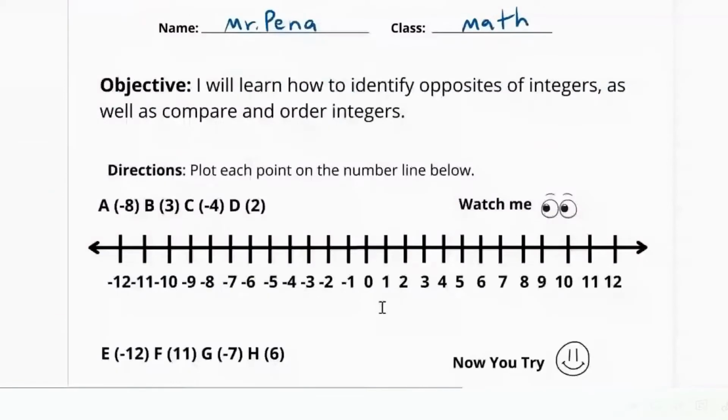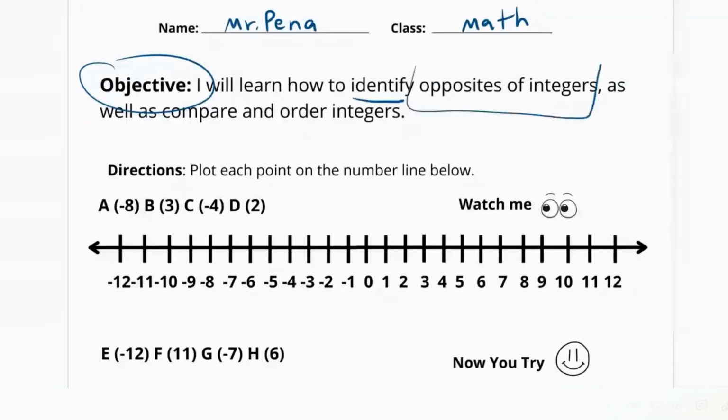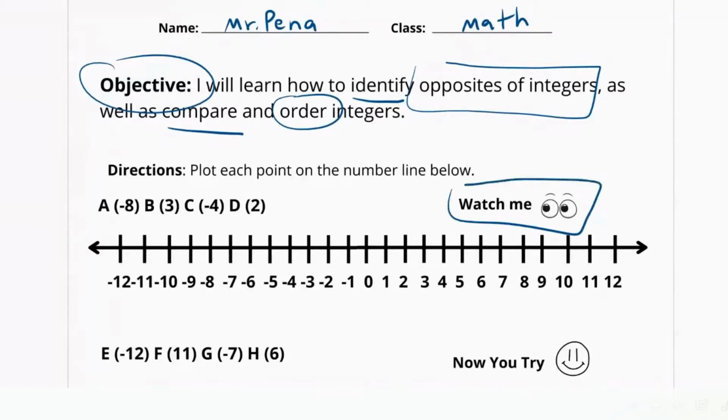So the objective for today is I will learn how to identify opposites of integers as well as compare and order integers. So first watch me. We're going to plot each point on the number line below.